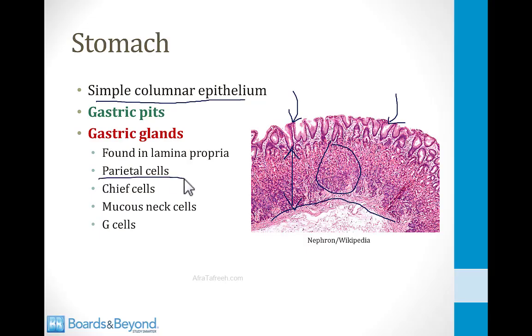So you can find parietal cells which make acid. Parietal cells are pink. These are parietal cells here. They secrete acid into the base of the gastric pits. Chief cells are found in the glands of the stomach. They make pepsin.